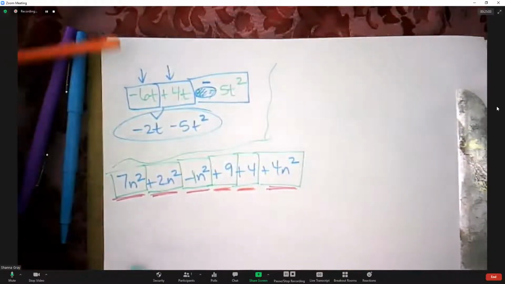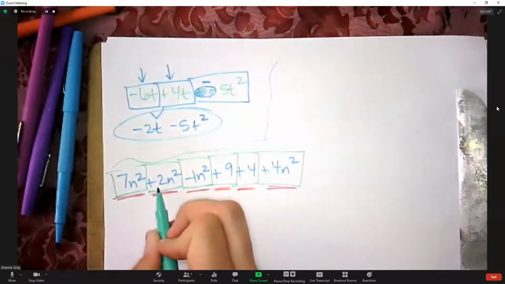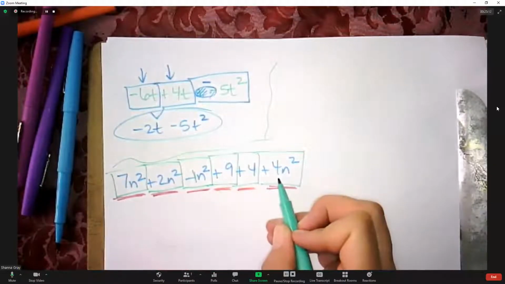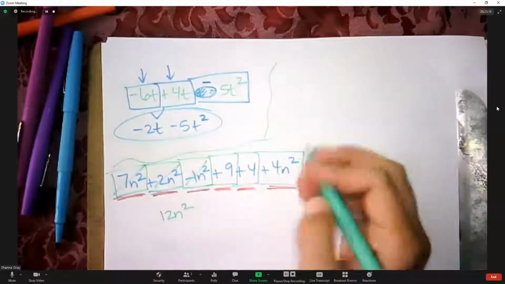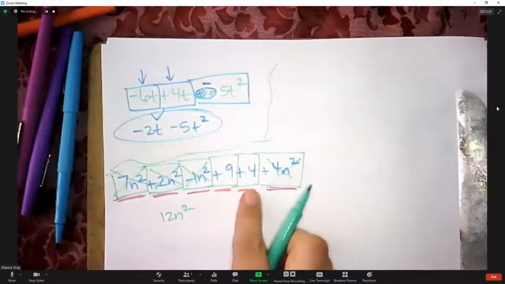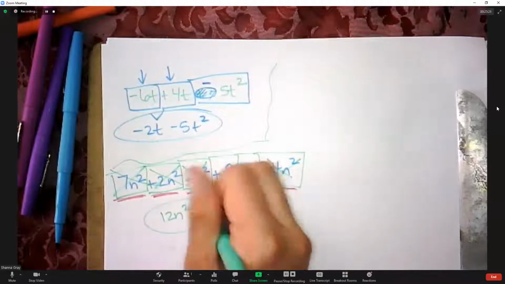All right, so I have 7 plus 2, so it's 9, -1 is 8, and then plus 4 more is 12. So 12n squared. That's with this, this, this, and this. So the only things left are the 9 and 4. So 9 plus 4 is +13, so it's like a plus 13.